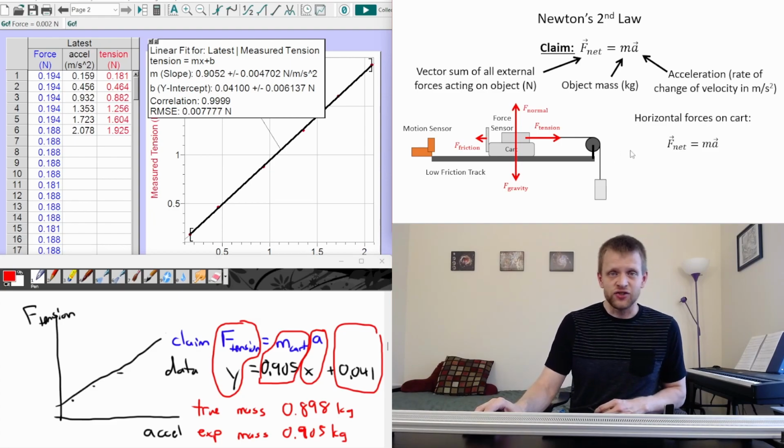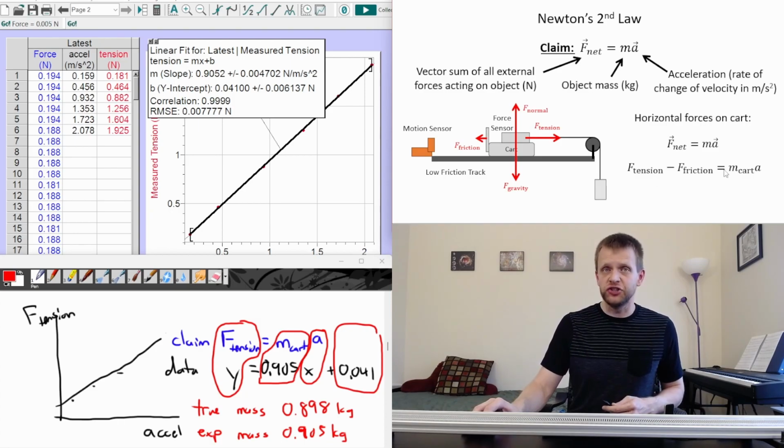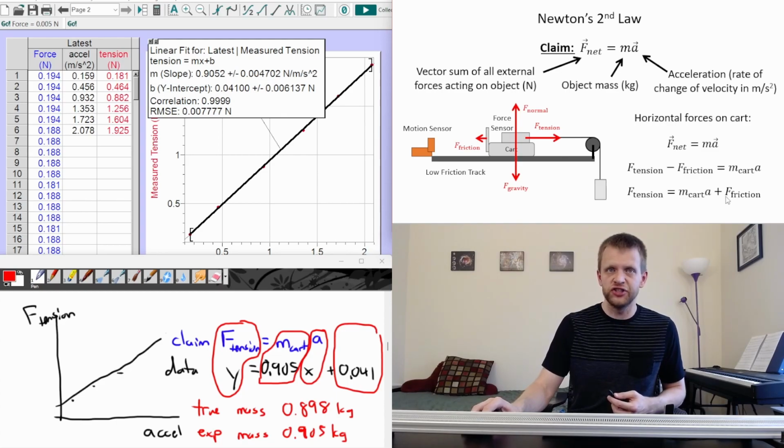So in this case, when we write out Newton's second law, instead of it just being the force of tension equals the mass of the cart times acceleration, we get the force of tension minus the force of friction equals the mass of the cart times the acceleration. And if I do a quick rearrangement of that, we get the force of tension equals mass of the cart times acceleration plus this force of friction.